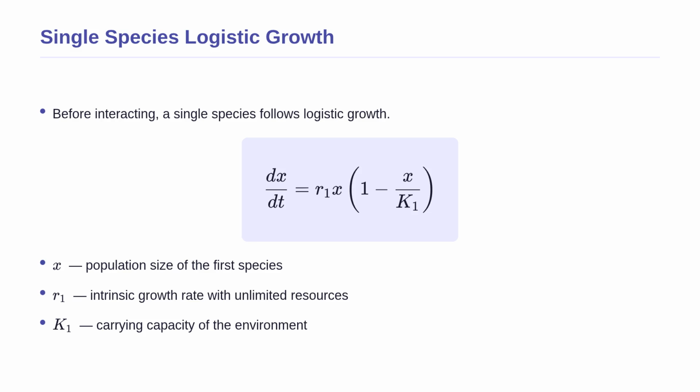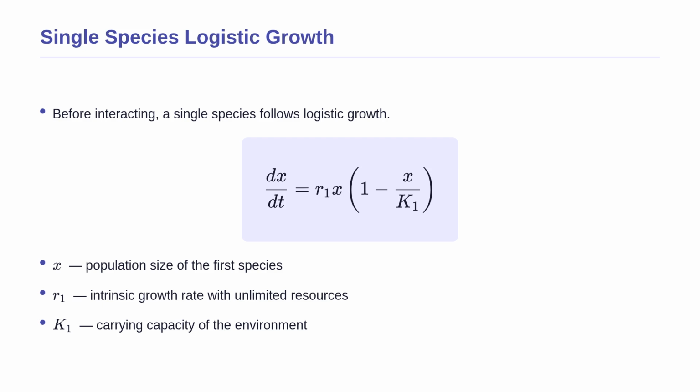Before we look at two species interacting, let us review how a single species grows when it is completely alone. This formula represents logistic growth. Conceptually, a population grows quickly at first, but slows down as it runs out of food or space. Let us break down the symbols. The variable x is the population size.